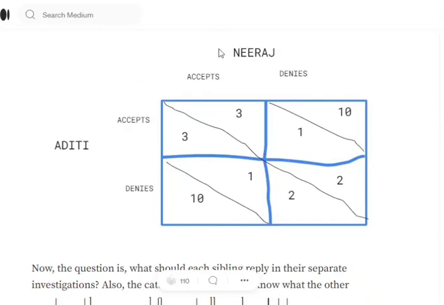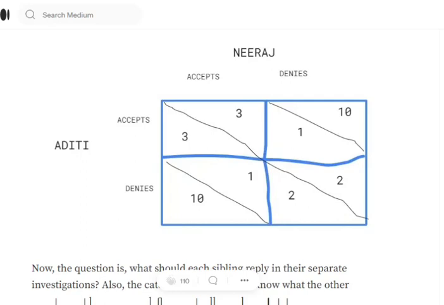So if Aditi and Neeraj both accept that they have eaten the chocolate, they both get 3 weeks punishment. If Neeraj denies but Aditi accepts, then Neeraj gets 10 weeks of punishment, but Aditi gets 1 week of punishment. Vice versa, if Aditi denies and Neeraj accepts, Neeraj gets 1 week, Aditi gets 10 weeks. Similarly, if both of them deny together, they get 2 weeks each.